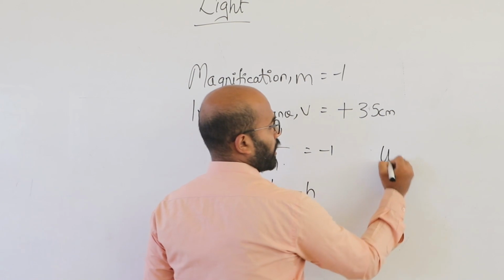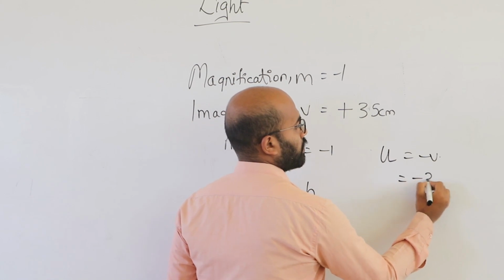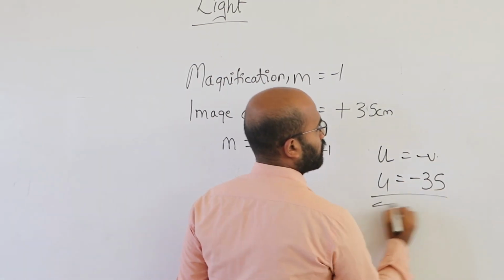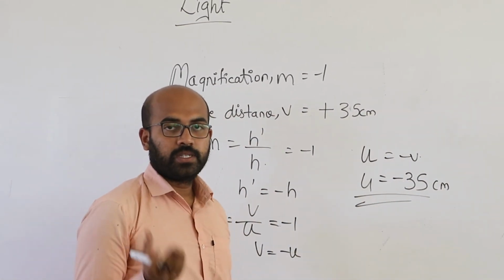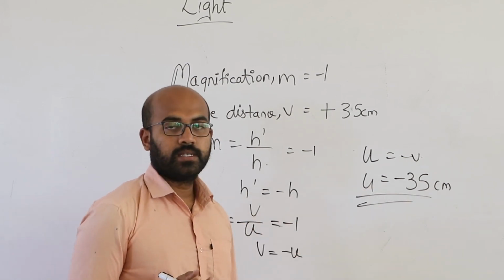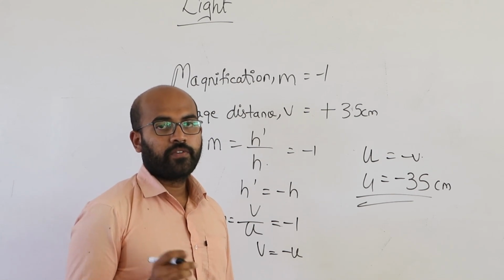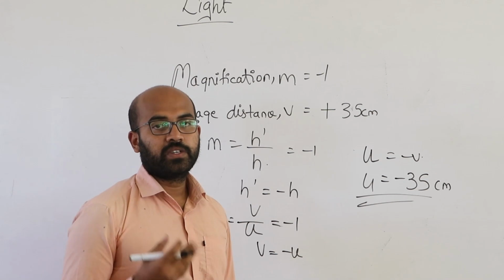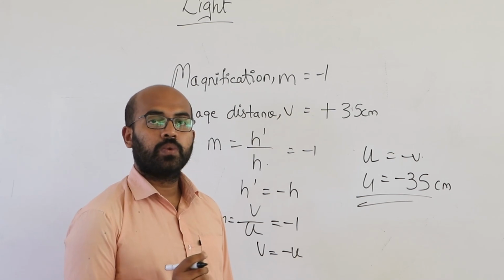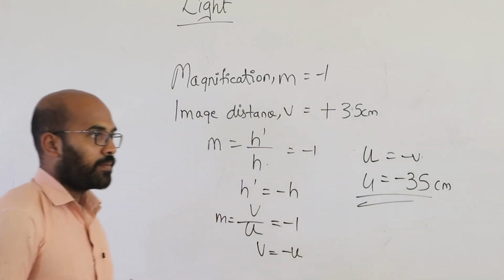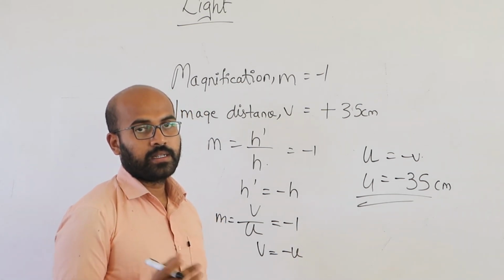So I need to find what is u. u will be -v, that is -35. So object distance is -35. Obviously it should be negative because the object is placed on the negative x-axis. With this, I want to find what will be the nature of the image when the object is moved 20 centimeter towards the optical center. For this I need to find the focal length. If I get to know the focal length, I can calculate the other things.